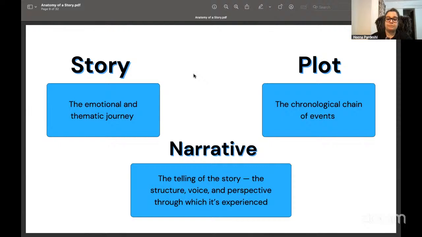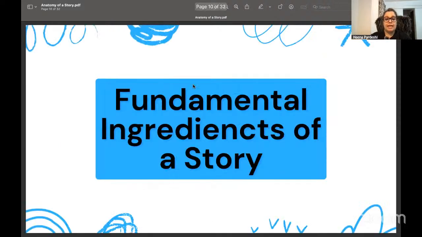Okay? Now, let us have a look at the ingredients of a story. What exactly makes a story? Which is the core question that we are going to explore in today's session.